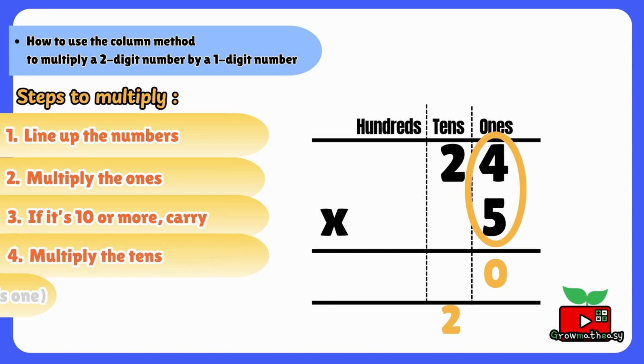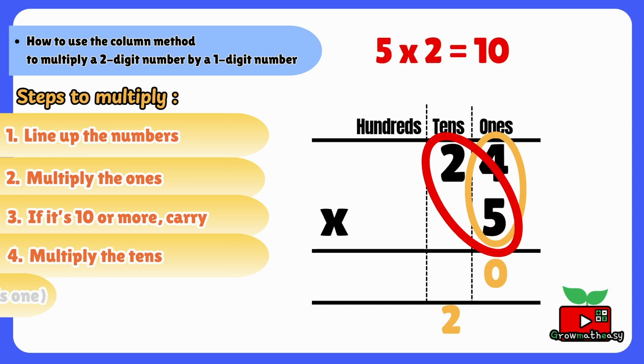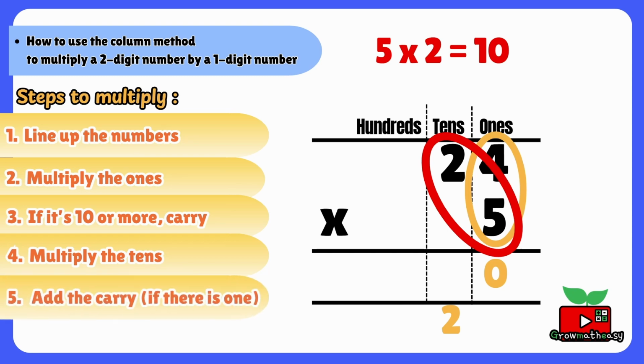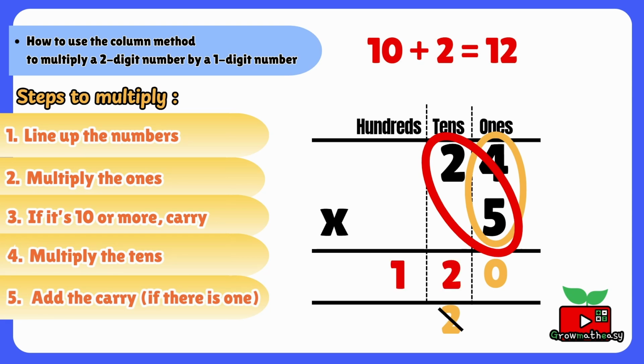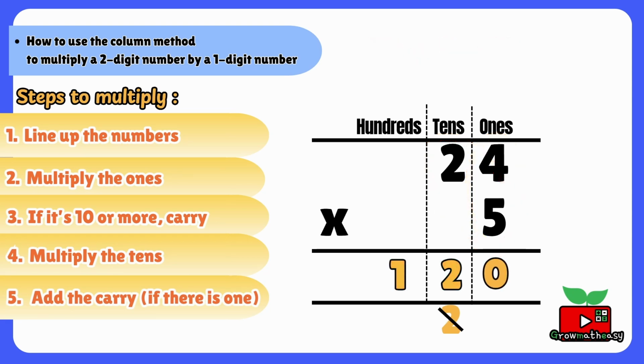Step 4. Multiply the tens. We'll draw another little butterfly wing, this time to focus on the tens. 5 times 2, that's 10. Final step. Add the carry. 10 tens plus 2 tens equals 12 tens, so we write 12 here. Then our final answer is 120.